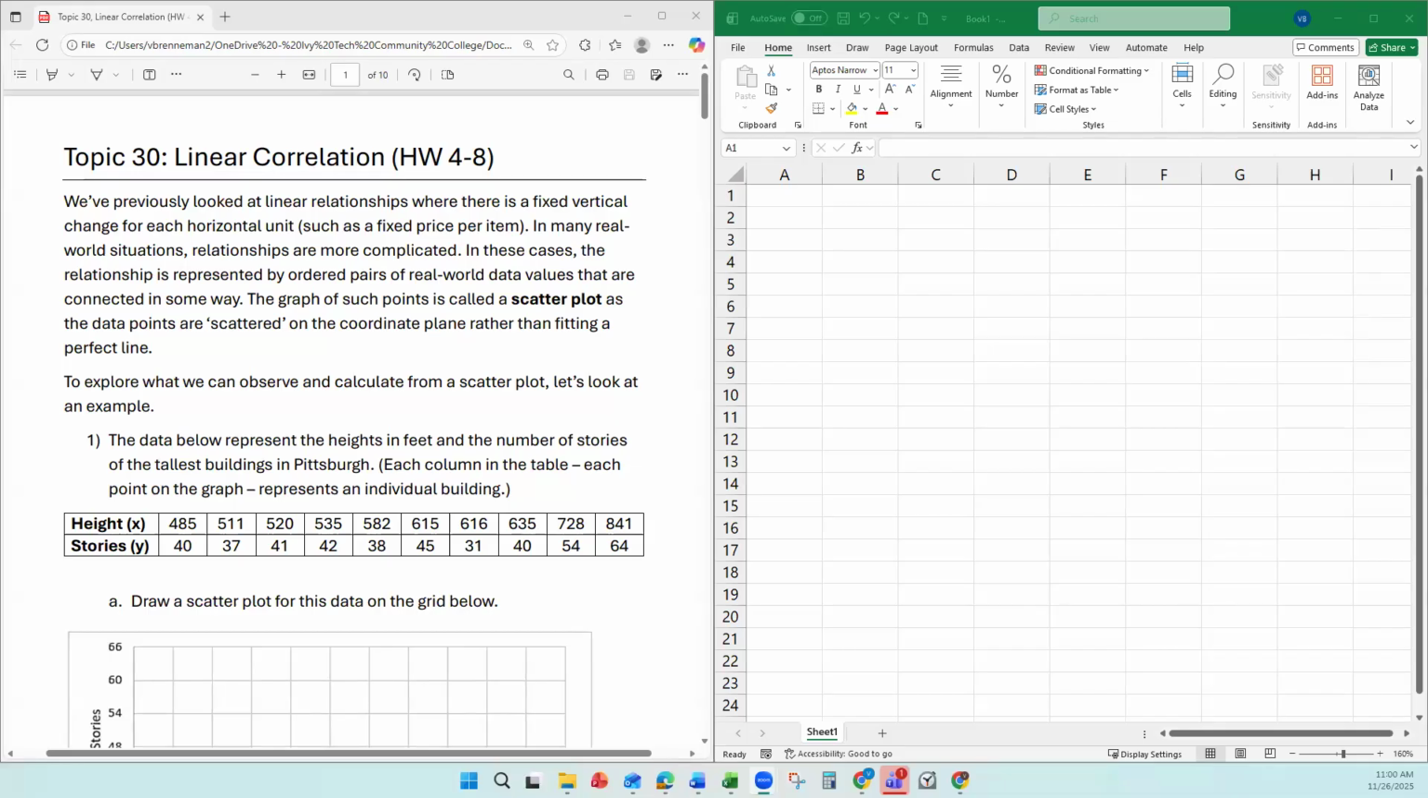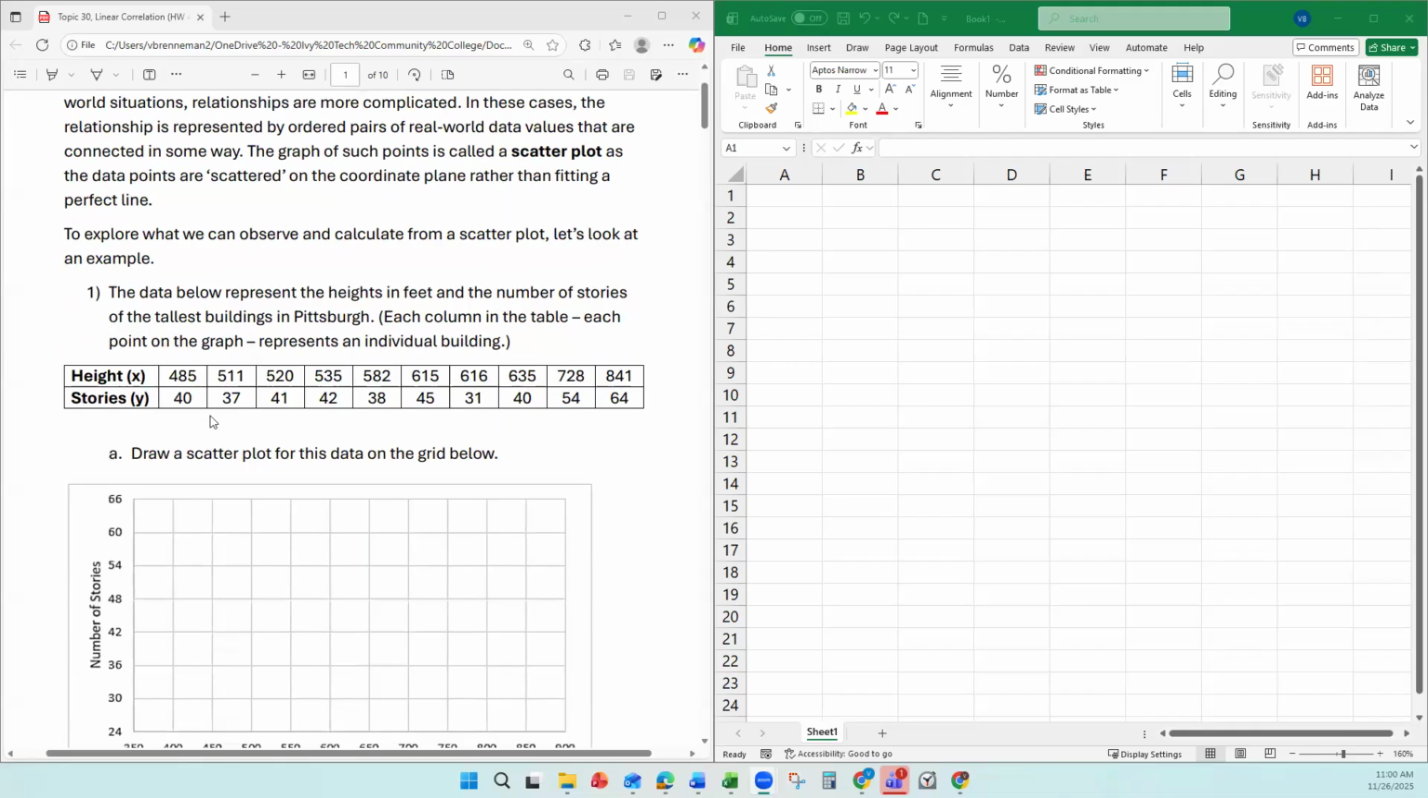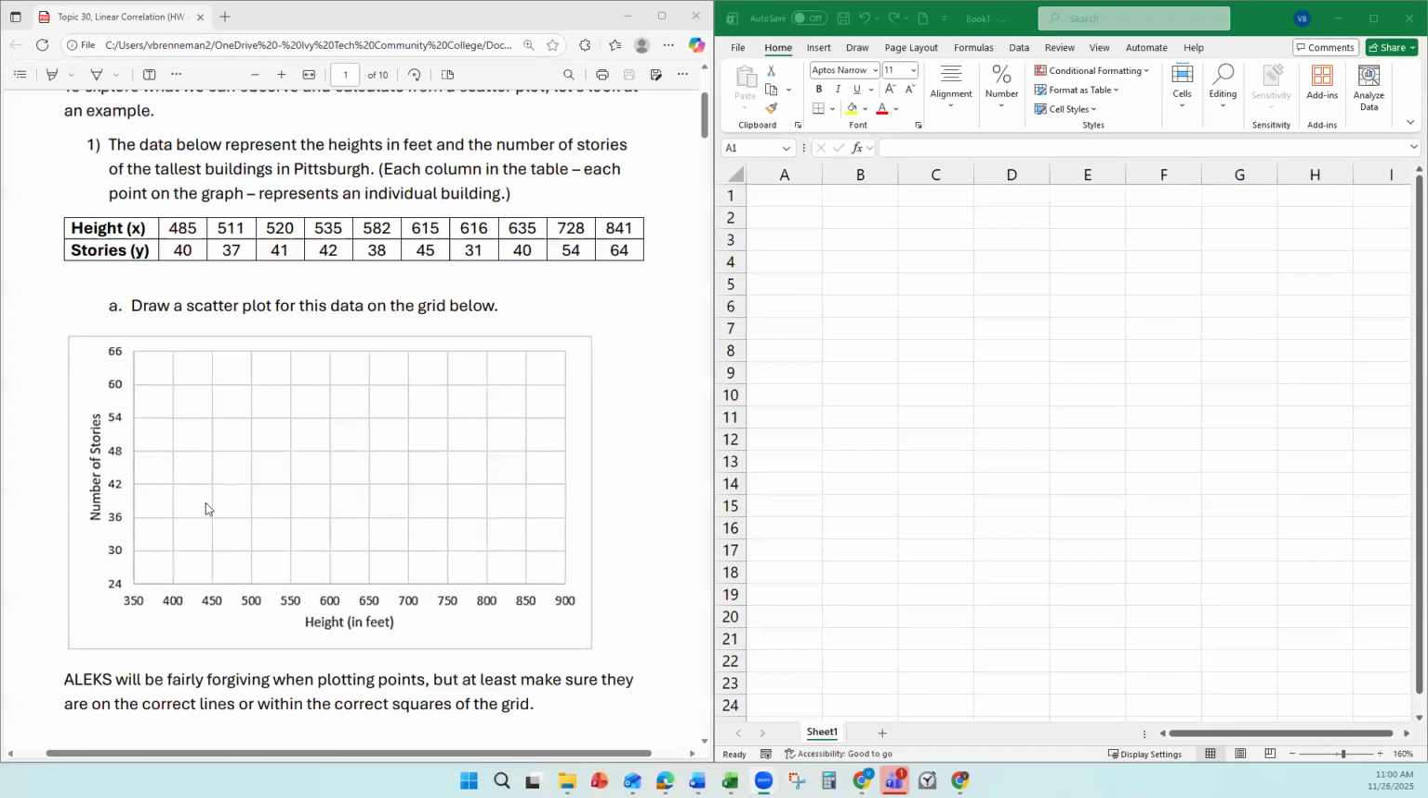All right, this video is over topic 30, number 1A through E, looking at scatter plots. So a scatter plot has X and Y values that go together. Each pair of X and Y corresponds to a particular, in this case, building. It could be a particular day, particular year, but there's something connecting those to make that particular X go with that particular Y. And one thing you'll need to do is sketch a scatter plot.